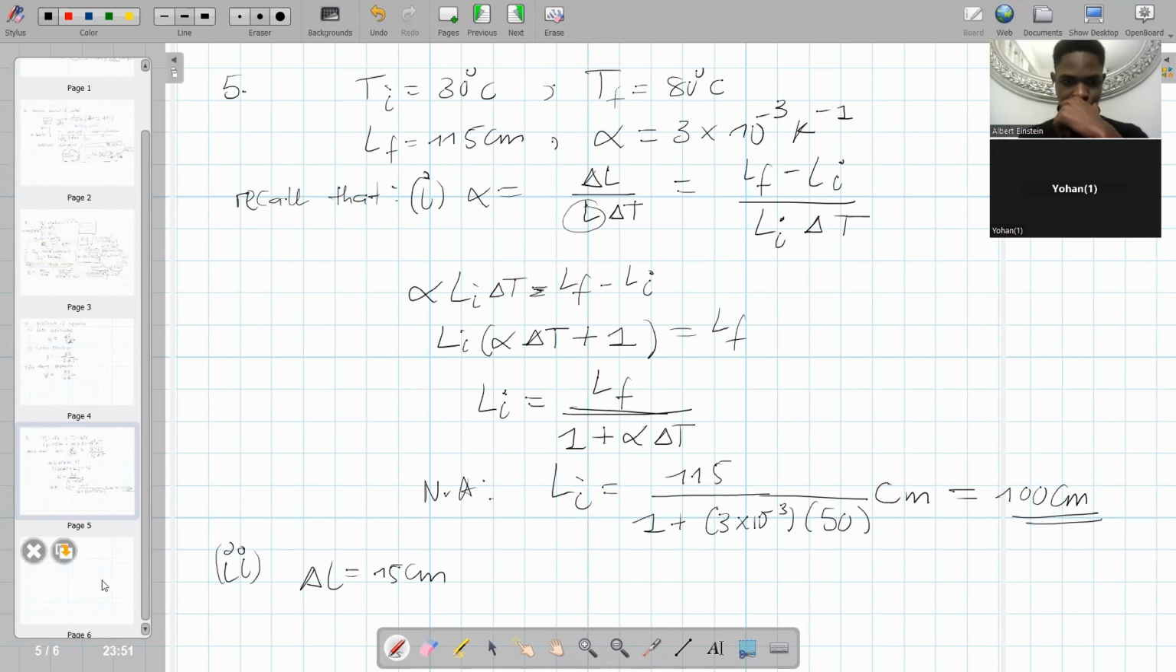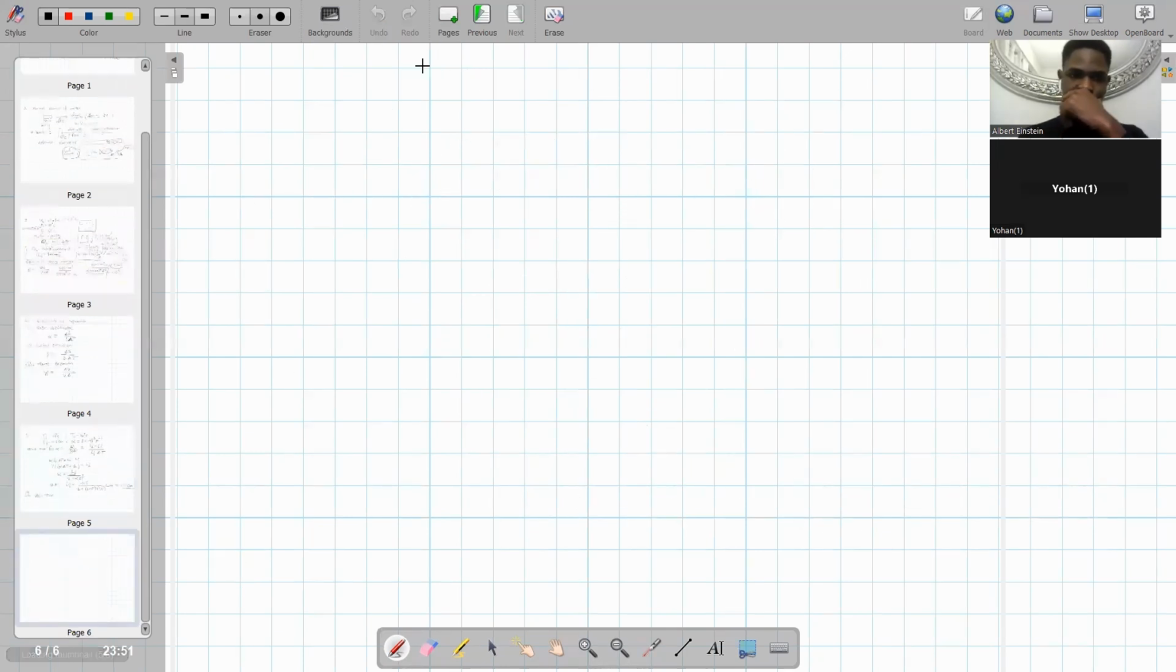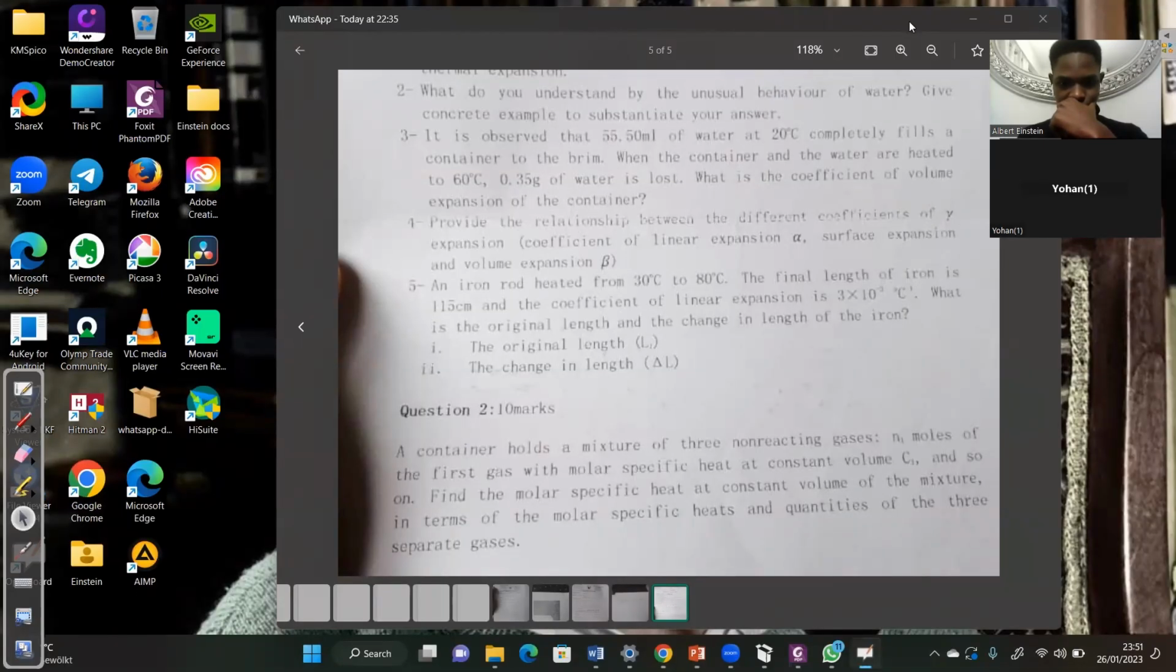When you have already found Roman 1, it's easy to find Roman 2. Exactly. Okay, so that was all. You see that the question was not difficult. Very good. Question 2 is the last question of this paper now.